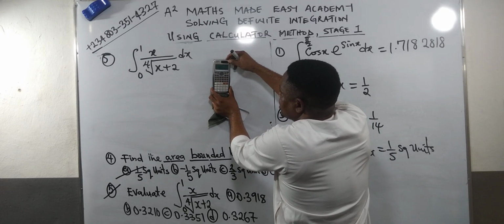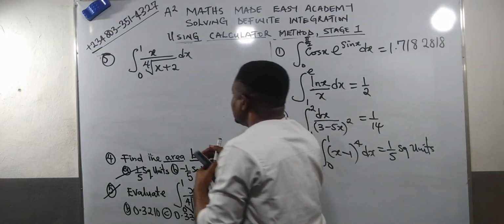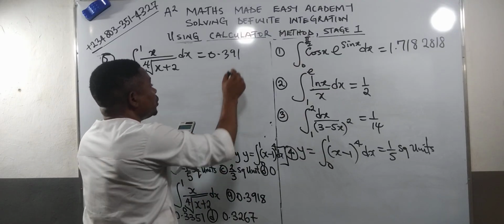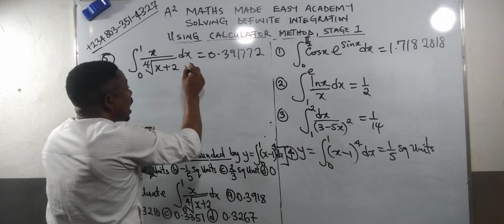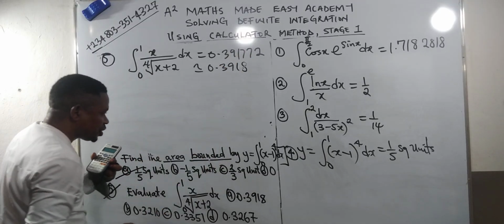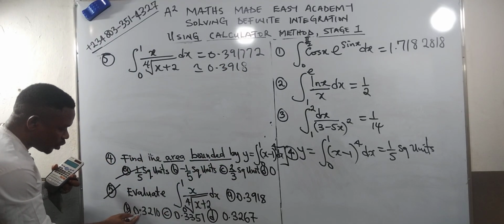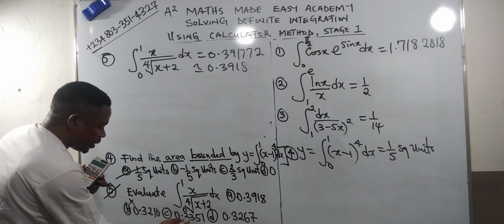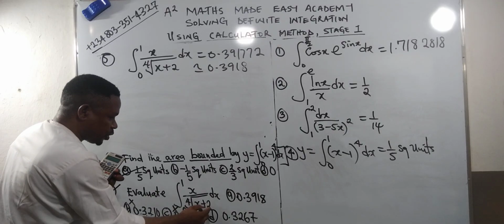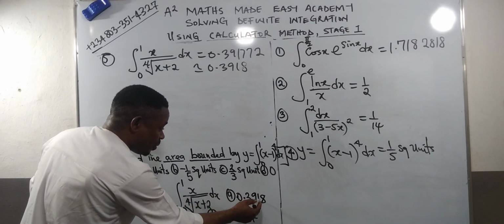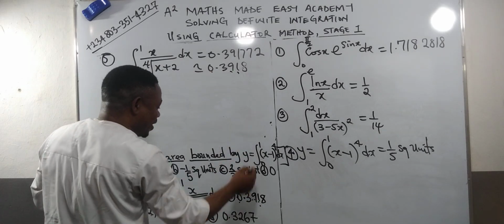Wow. The answer is 0.391772, which is approximately 0.3918. Let's check the options. Option A says 0.3210. No. Option B says 0.3351. No. Option A says 0.3918. Oh my goodness.